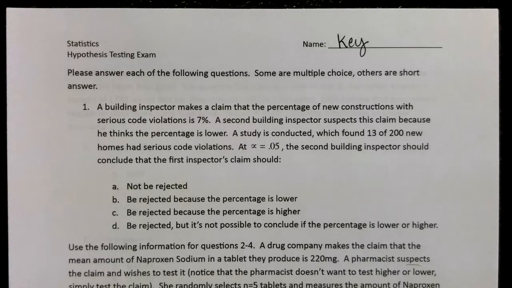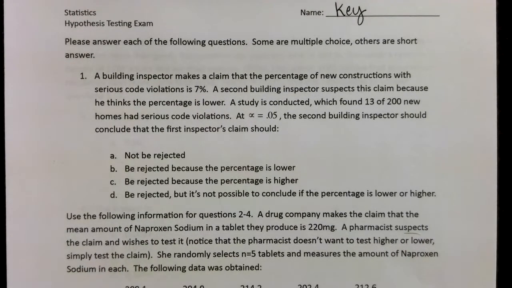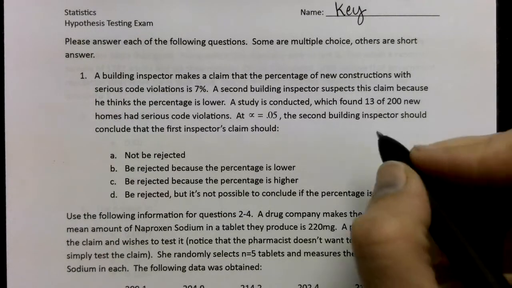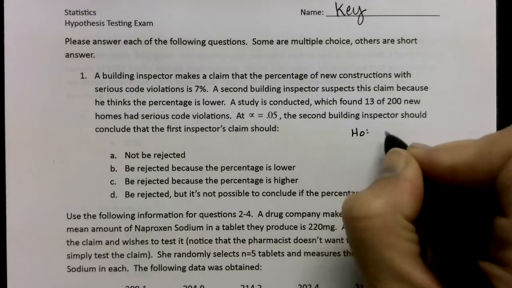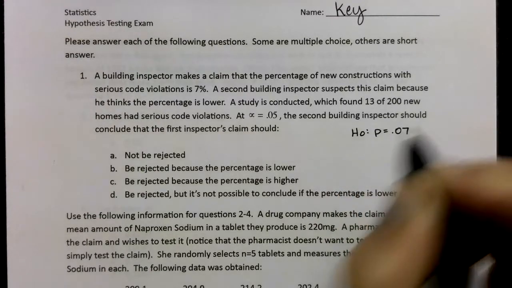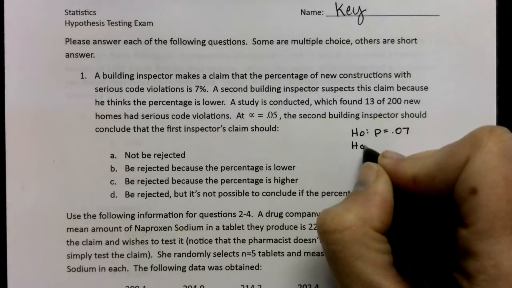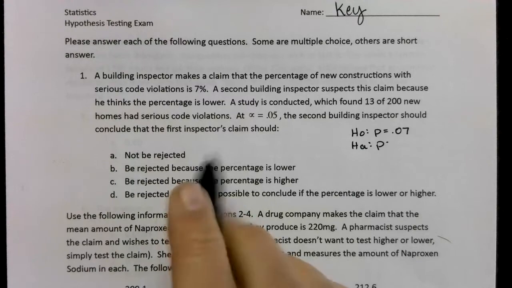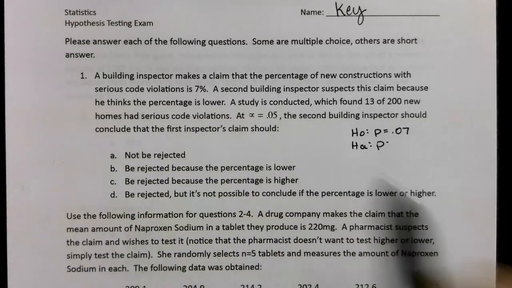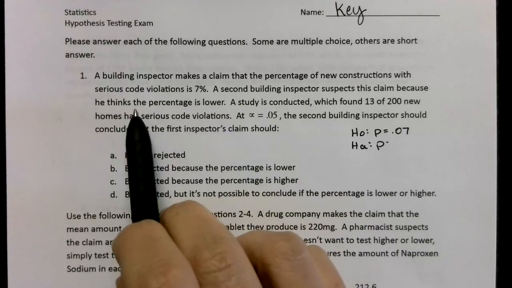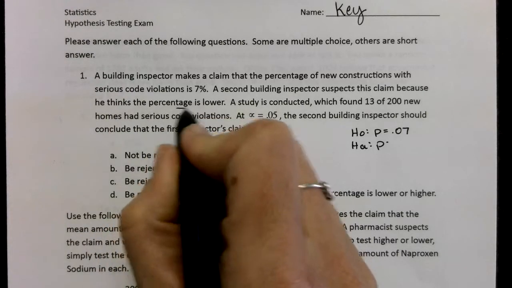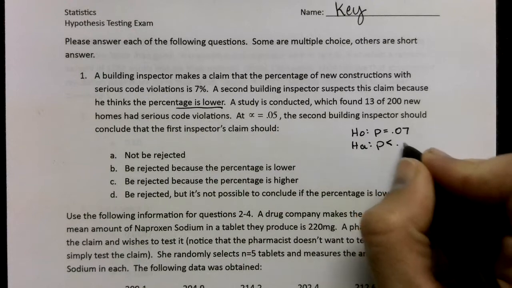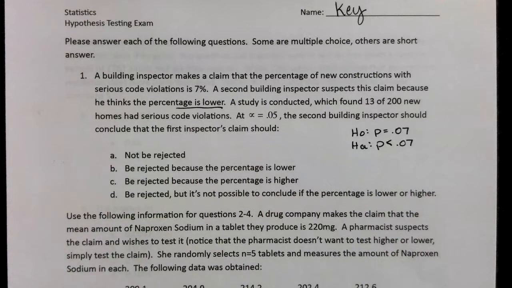Okay, so question number one, we have a building inspector makes a claim that the percentage of new constructions with serious code violations is 7%. So I like to always go ahead and write out my null and alternatives so that way I know what kind of test I'm running, whether it's one tail, two tail, whatever. So the 7% is the null. A second building inspector suspects this claim because he thinks the percentage is lower. So that means our alternative is that P is less than 7%.